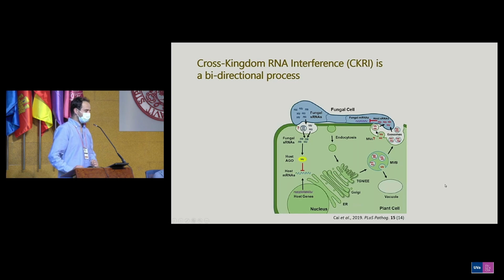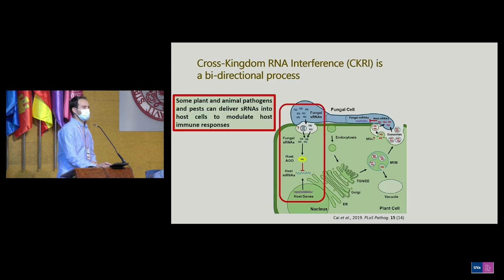The second concept that I would like to explain is the cross-kingdom RNA interference. Here you can see two cells. The green one is a plant cell, and the blue one is a fungal cell. Just suppose that this fungal cell is pathogenic to the plant cell. So it is known that fungus can produce a small interfering RNA and transfer this small interfering RNA to the plant cell to inhibit the expression of genes related with the defense, the plant defense.